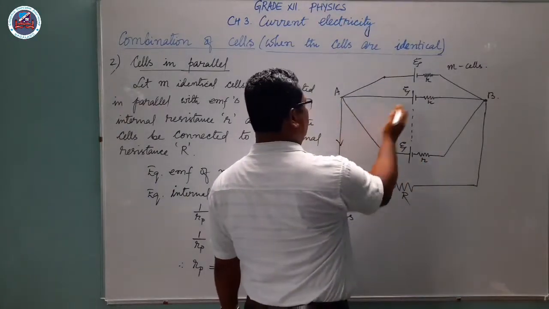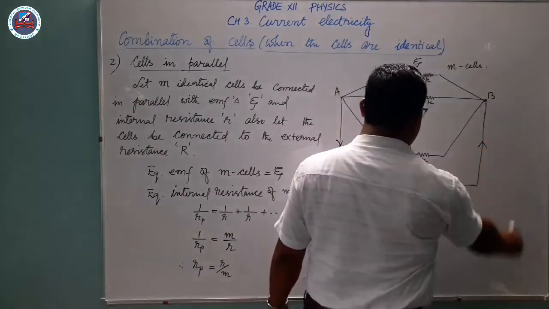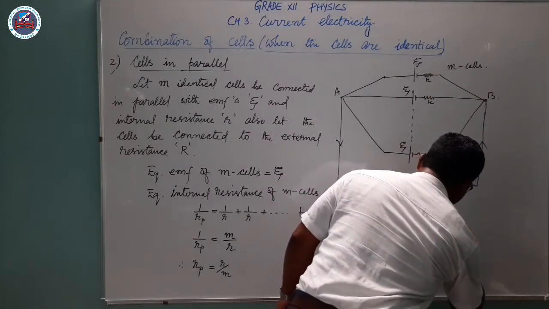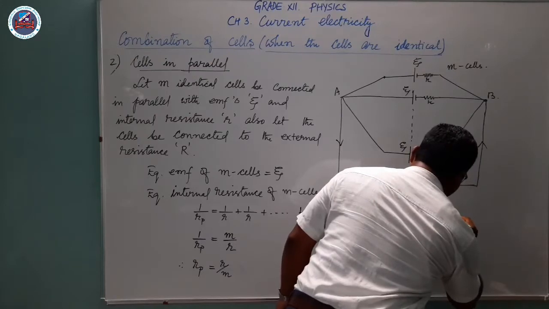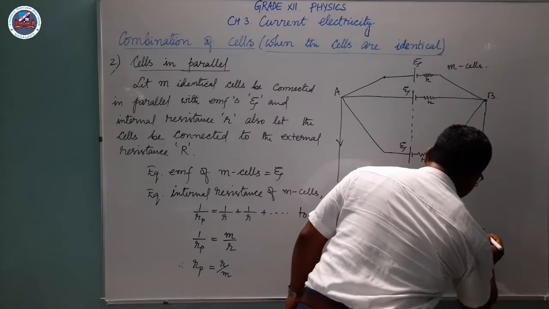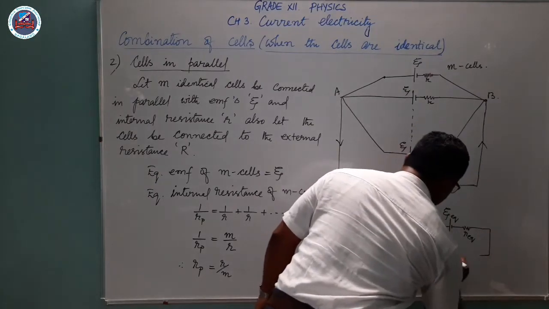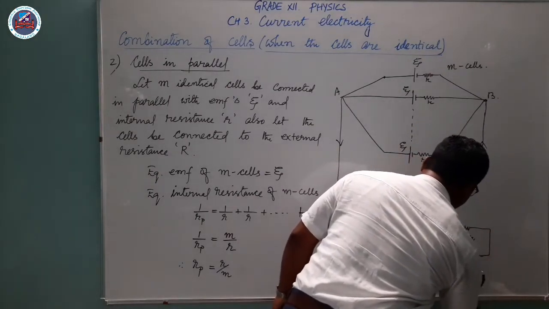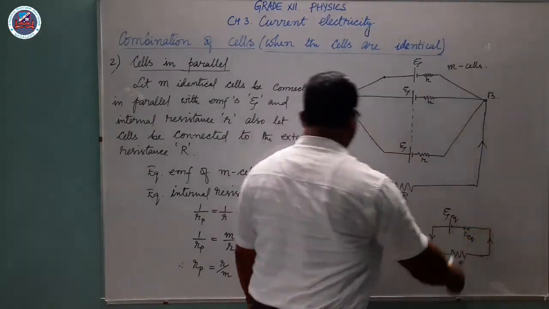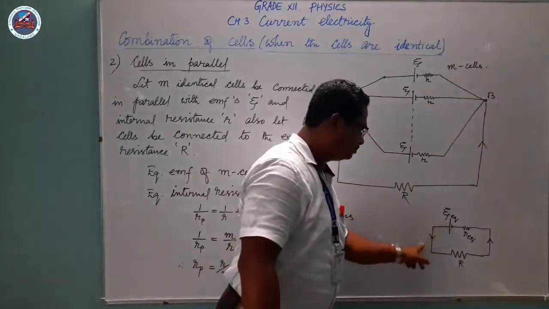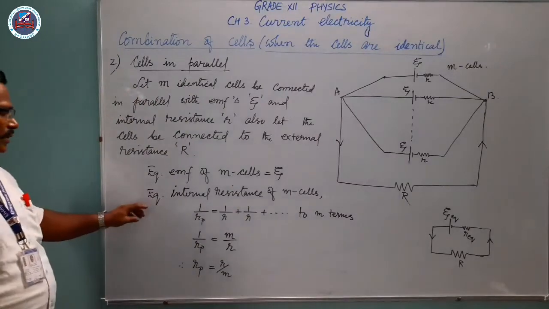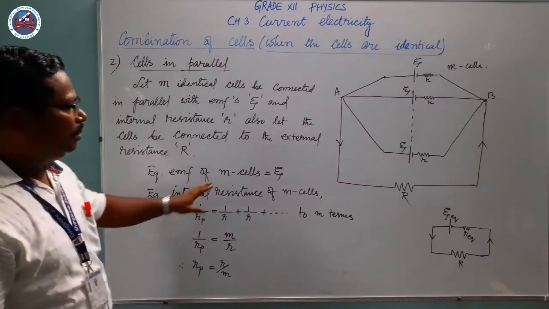Here the current will come from the positive to the negative end. So the equivalent cell will look like this, with epsilon equivalent and internal resistance R equivalent, and then your external resistance R. Current will be flowing in this direction from the positive to the negative terminal, from higher potential to lower potential. So now, what will be the equivalent resistance of the whole circuit?